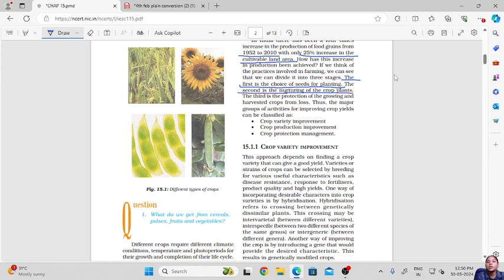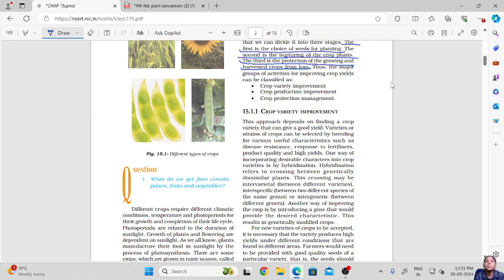nurturing of the crop plants. How these crops are nurtured, if the weeding is properly done, if they are provided with proper irrigation and all that. The third is protection of the growing and harvested crops from loss. This is usually the management of pests or any microorganisms. We have to save or protect our crops from these agents.